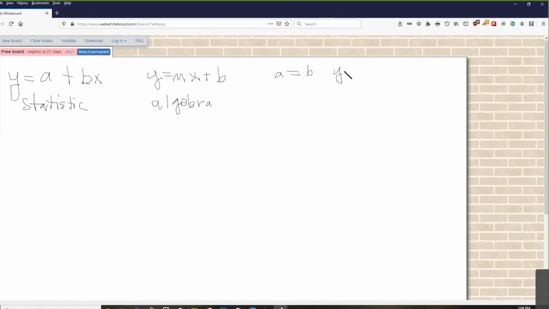y-intercept, which is the value when x equals 0, and it's where it crosses the line.